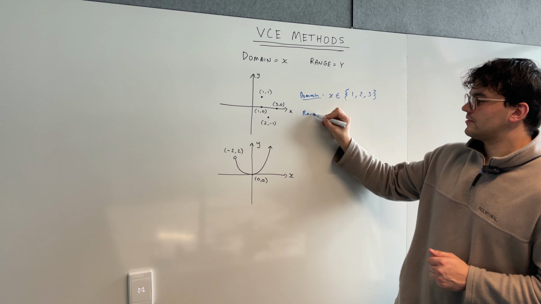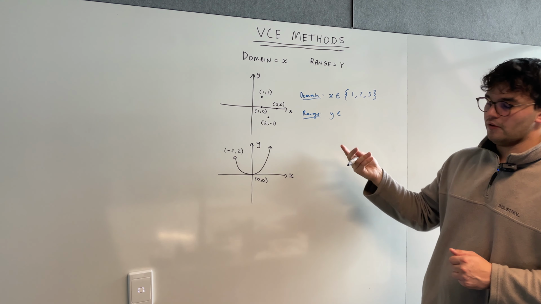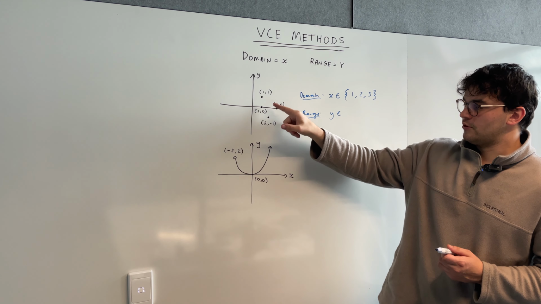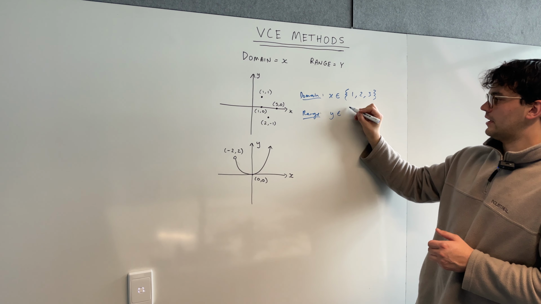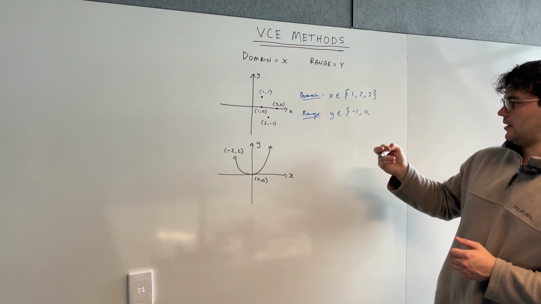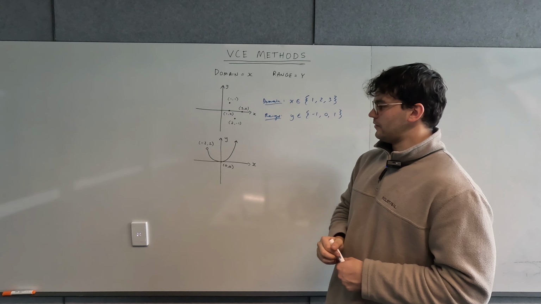Now for the range, I'm just going to write range there. We say y is an element of, because obviously we're talking about the y variable now. So we've got -1, we have 0, and we also have 1 as well. So again, we're going to define it as a list. So we've got -1, 0 is a duplicate, but it doesn't make a difference when we're defining our range, and we have 1 as our final value.